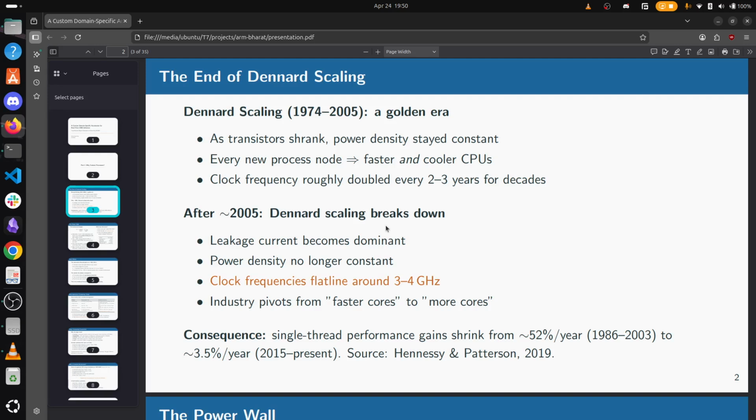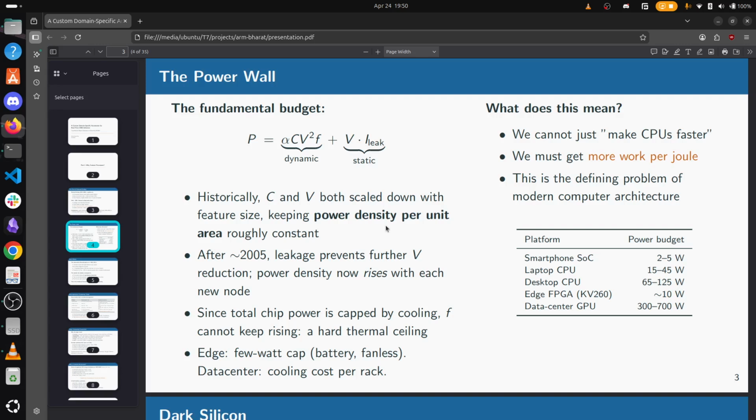However, post 2005, we have seen that reducing the transistor size no longer reduces the power consumption per transistor because leakage current becomes dominant. This means that clock frequencies are becoming saturated at around 3 to 4 gigahertz. And instead of trying to increase the clock frequency, all the powerful computers are adding more cores. So now we have more cores in each computer, 8 cores, 16 cores, and hundreds of cores. So this is the fundamental limitation.